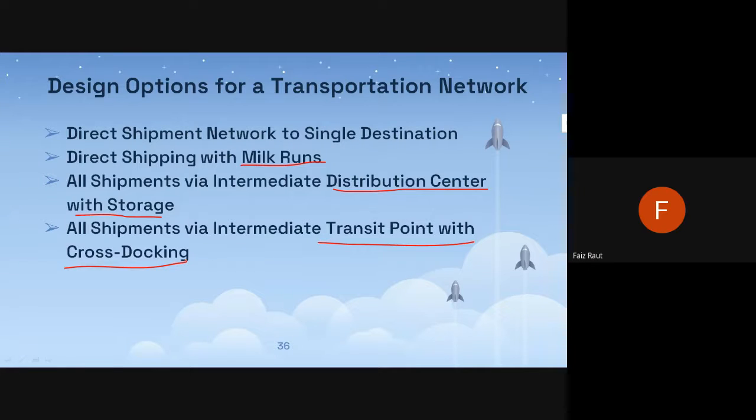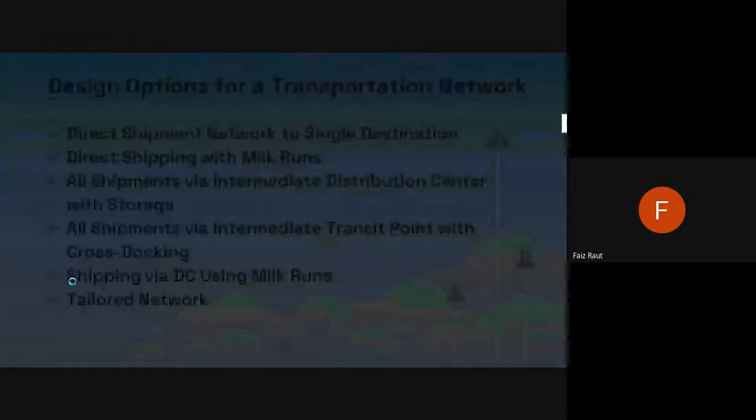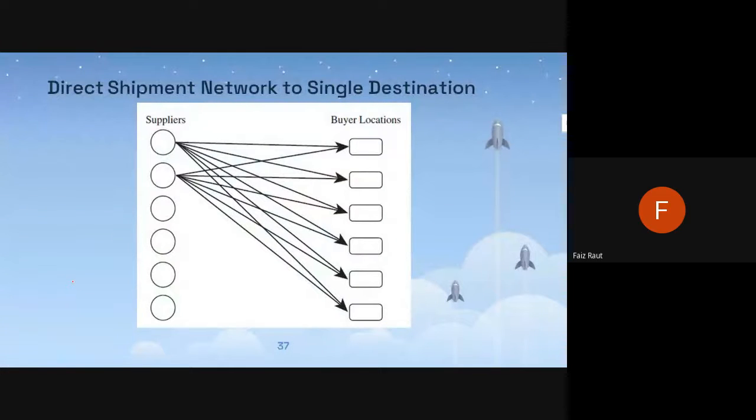Okay, we'll discuss this one by one. Then shipment via DC using milk runs, that is, distribution center with milk runs, so a combination of the second and third. Then tailored network, just according to our requirement, we'll make that network. These are different kinds of networks for transportation. We'll discuss these one by one and wind up this session.